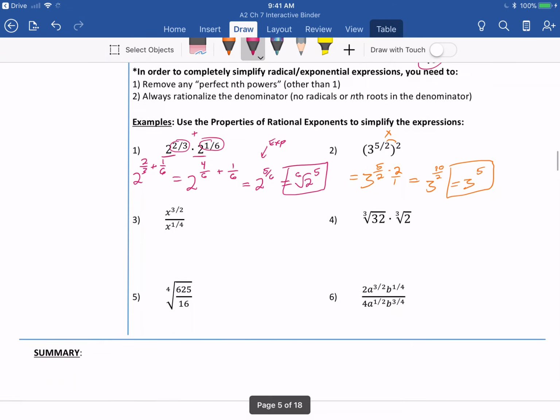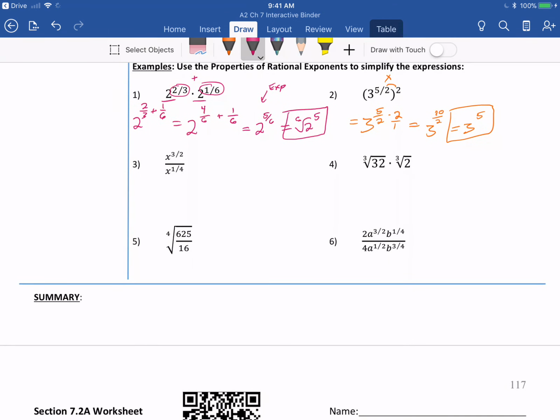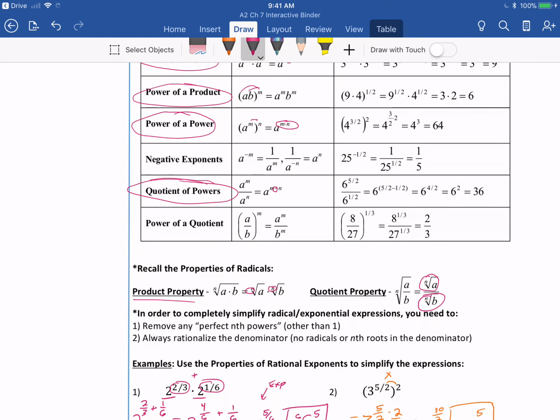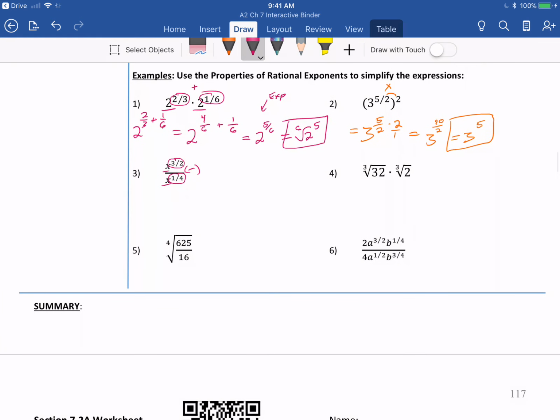All right. Number 3, we have x to the 3 halves over x to the 1/4. So notice I have an x and I have an x. So I can take these exponents here and I can subtract them together because this is the powers of quotients here. Quotient power, we can take them and subtract them. I'm going to take these guys and subtract them.